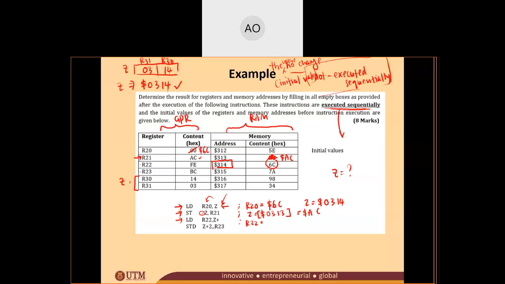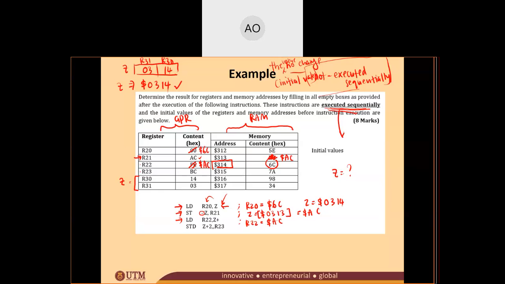Okay, what is the current pointer register address? Who wants to help? Is it 314 or 313? Okay, 313. Because we executed sequentially, so we need to take the value from the previous instructions. So you go to address 313, which is AC. Take this value and then put to R22. So R22 now has value AC. So change this one, it will become AC.